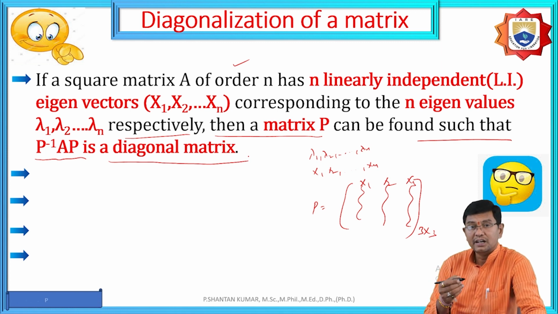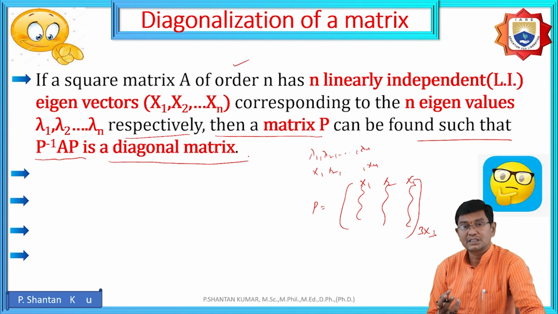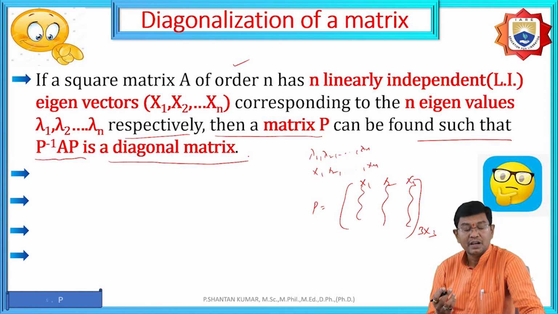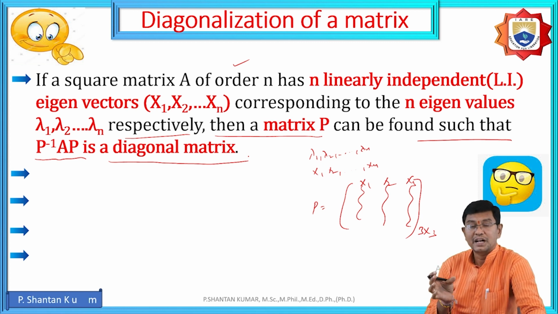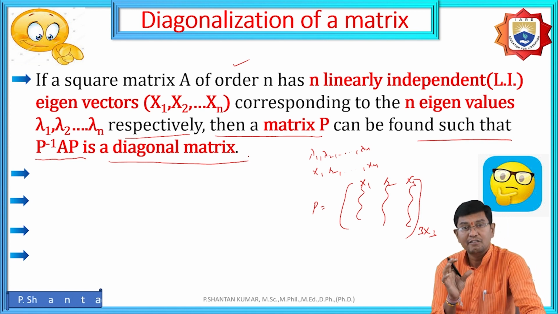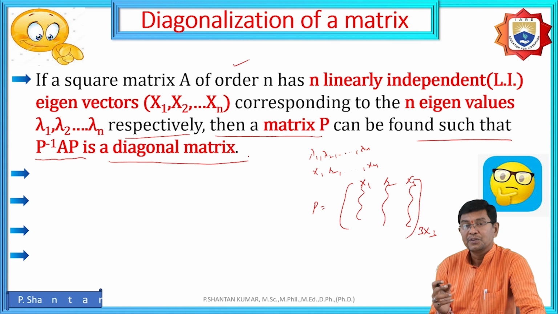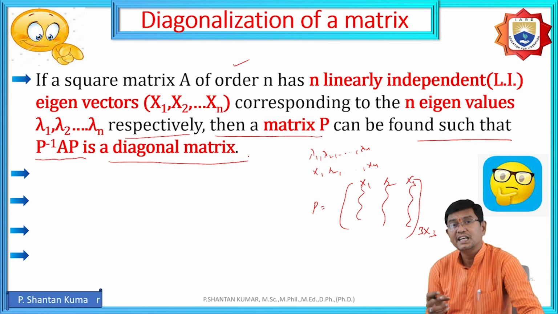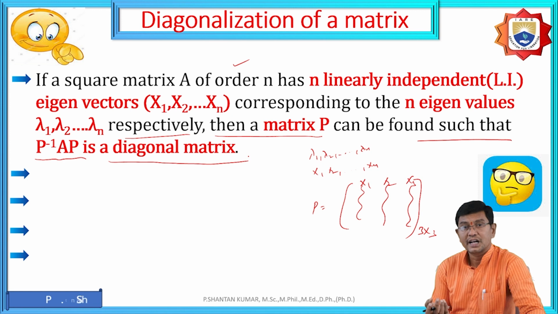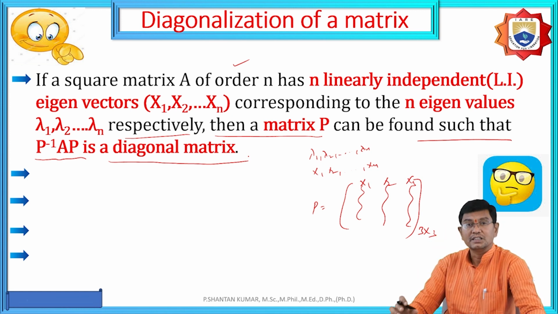So, when we are going to reduce a matrix to diagonal form, first we need to find the eigenvalues and corresponding eigenvectors. Then we form the matrix P, which is treated as the modal matrix, and from that we find P inverse. After that, the product P inverse into A into P gives the matrix D. D is called the diagonal matrix, and its diagonal elements are the eigenvalues of the matrix.